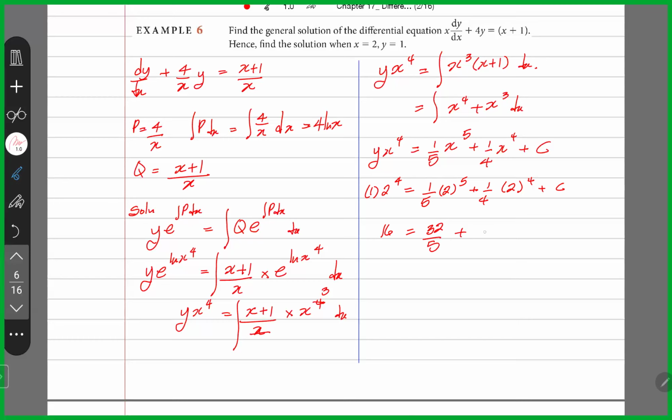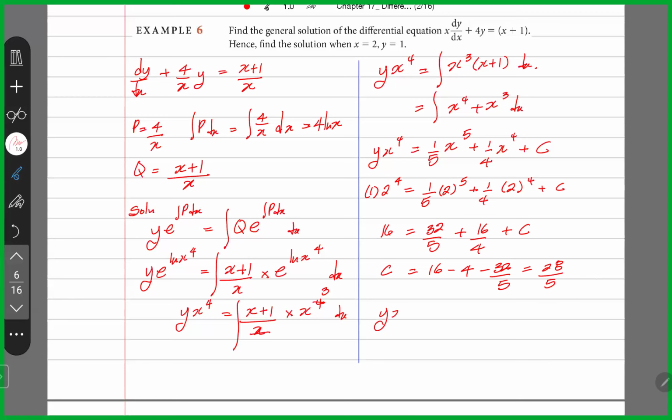And then we have what? 16 over 4 plus c. So it looks like c would be equal to 16 minus 4 minus 32 over 5. That's 12 minus 32 over 5. That would be, it looks like 28 over 5. Because 12 is the same as saying 60 over 5. 60 over 5 minus 32 over 5 would be 28 over 5.